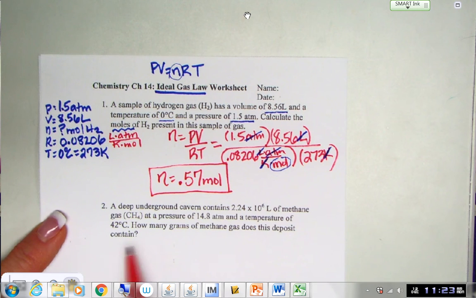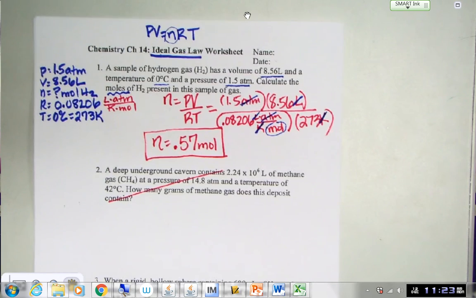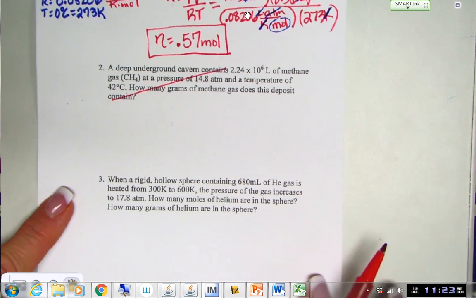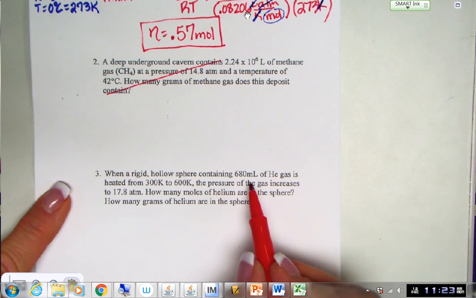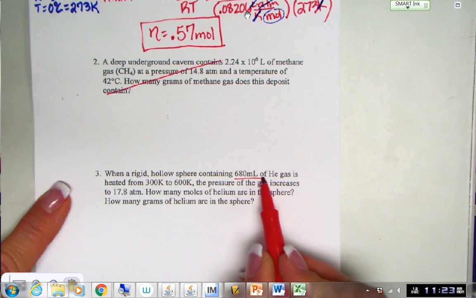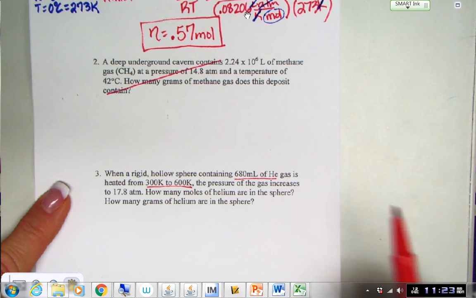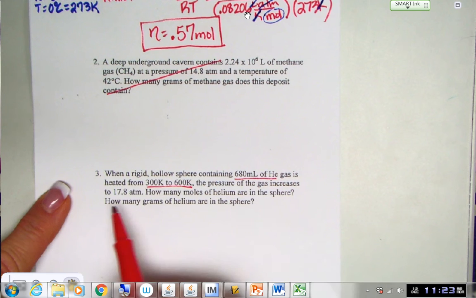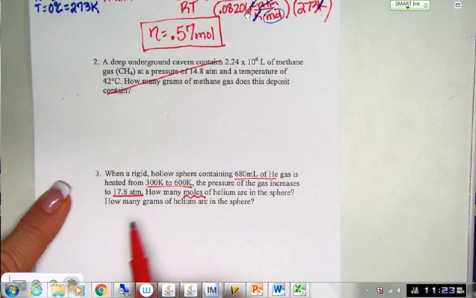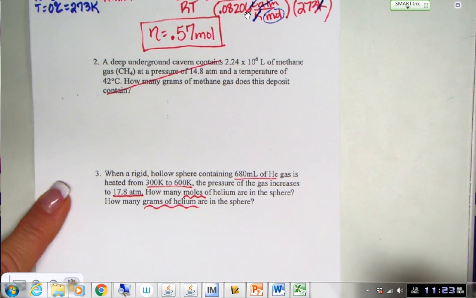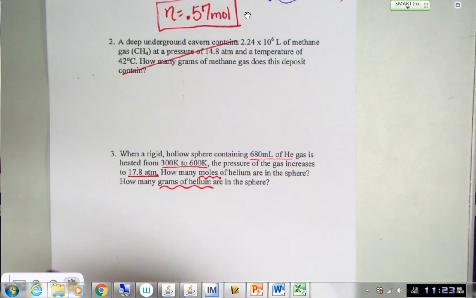Okay, I'm going to skip number 2, and I'm going to go straight to number 3, and that's because these are very similar. So in the notes, let's go to number 3. Number 3 says you have a rigid hollow sphere containing 680 milliliters of helium gas. It says it's heated from 300 to 600 Kelvin. The pressure increased to 17.8 atmospheres, and it asks how many moles of helium are in the sphere, and how many grams of helium are in the sphere. So there's 2 things they're wanting here, moles and grams. But when we see moles, we know it's an ideal gas law problem.